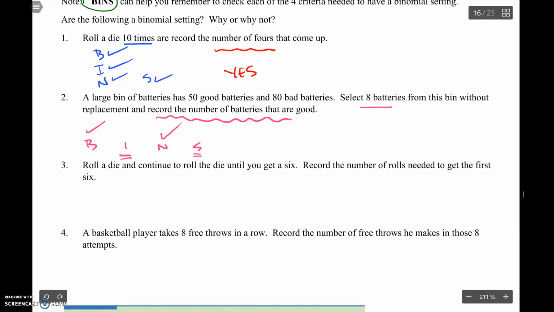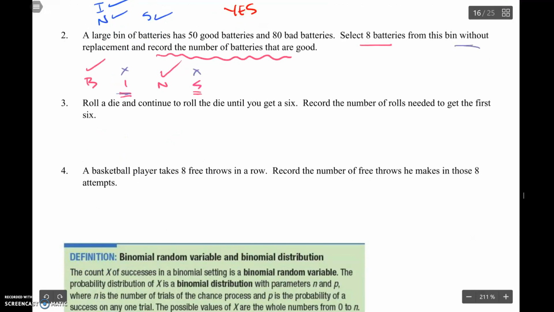The reason we've got a problem on these is we don't have independence. If you get a good battery on the first pick, since we're doing it without replacement, that changes the probability on the second. Also, the probability of success changes. So that is not binomial.